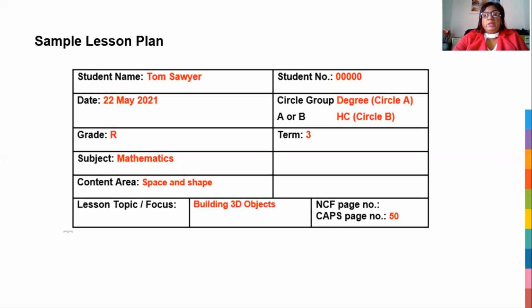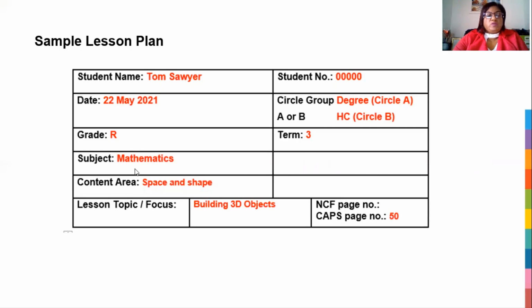A common query that we've got from students is they don't know what group they belong to, right? So it's discussed here because we did this with the storytelling as well. If you're a degree student, please go in circle A. And if you're a higher certificate student, circle B. Right, so this lesson is planned for grade R for the degree students and the higher certificate students. The lesson plan is for term 3.